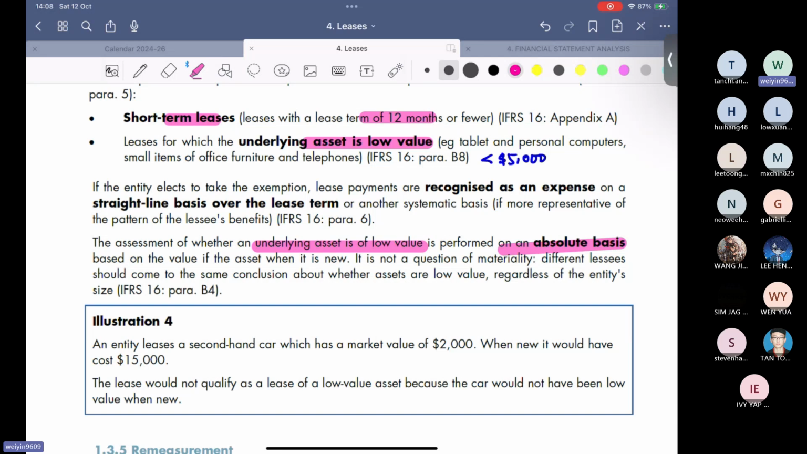Like, if I say everyone will go for assets below 5,000 ringgit and then charge them under operating lease, you would just go and rent out second-hand ones. So to avoid all these things, we look at the absolute value of the original asset. That means the nature of the asset rather than the value.